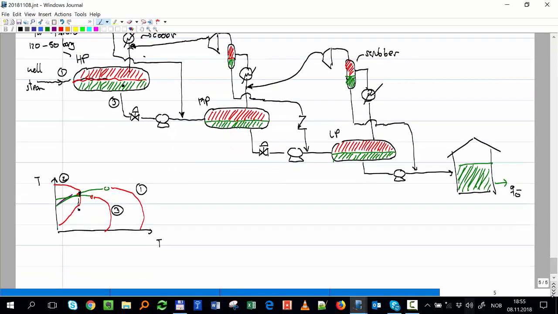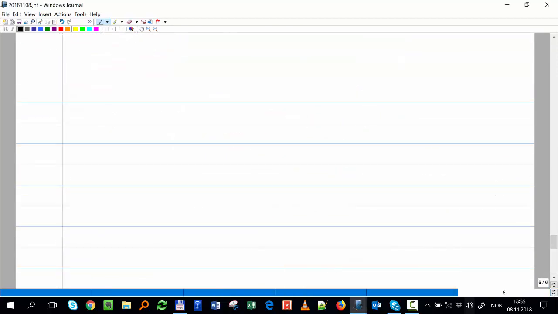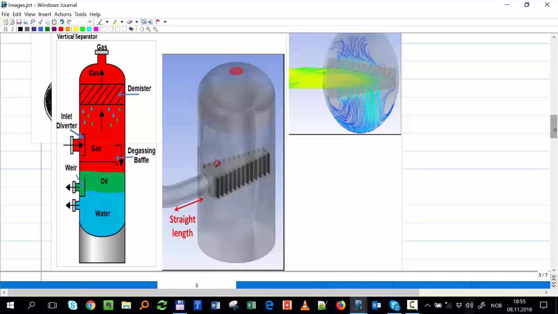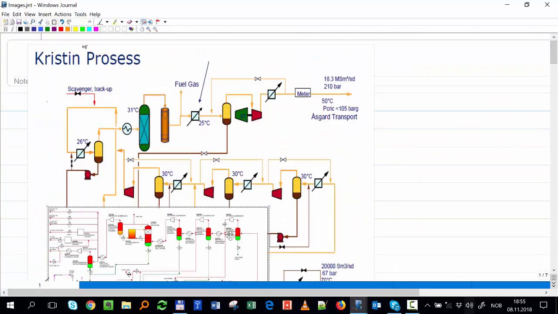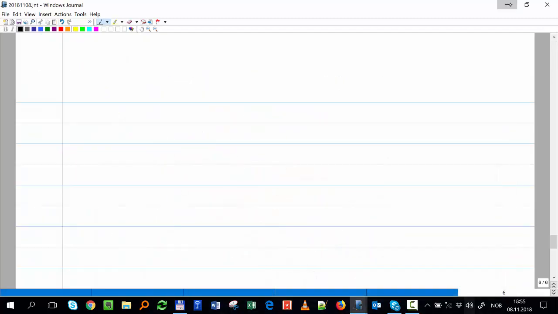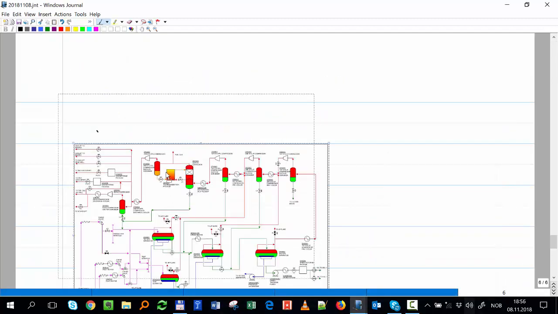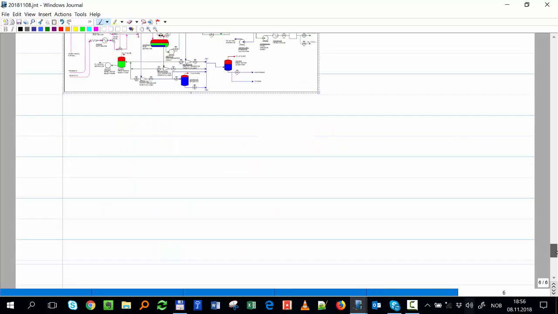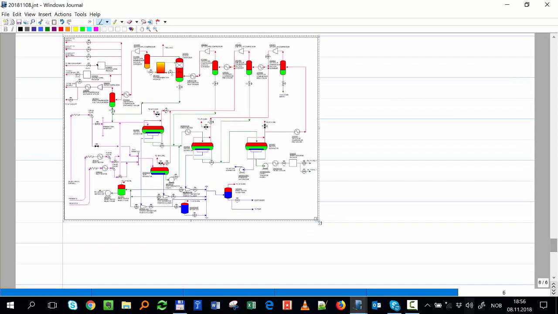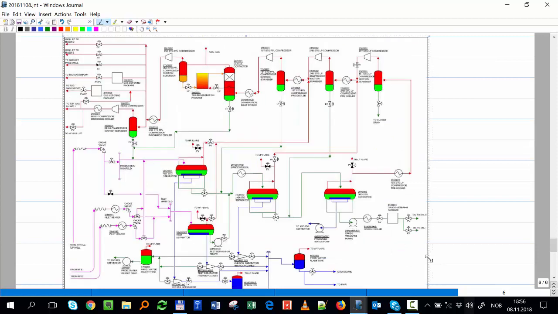Okay, now let's look at the figure you have of the two fields we have. One is an oil field and one is a gas field. Let's look at the oil field first and see if we can identify everything that we were discussing just now. Okay, where is the well coming from? Here, okay, from a typical TLP well. So TLP stands for tension leg platform.